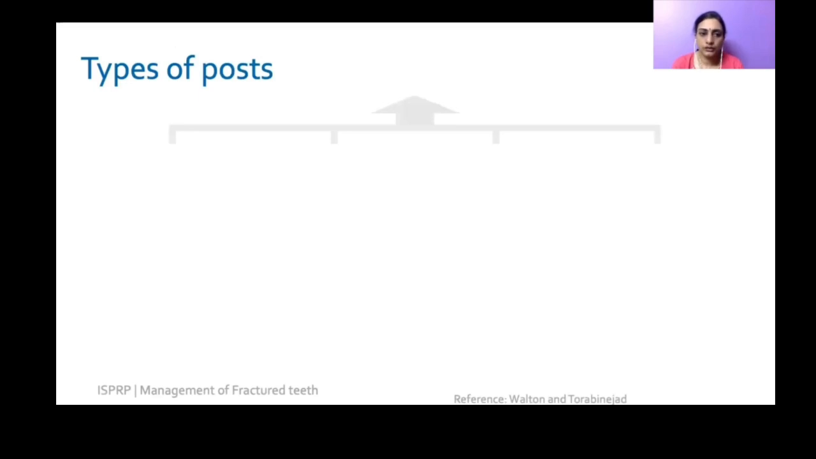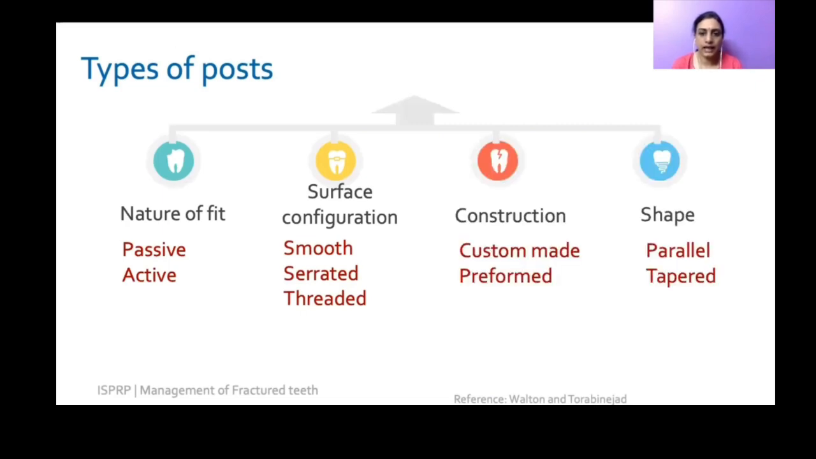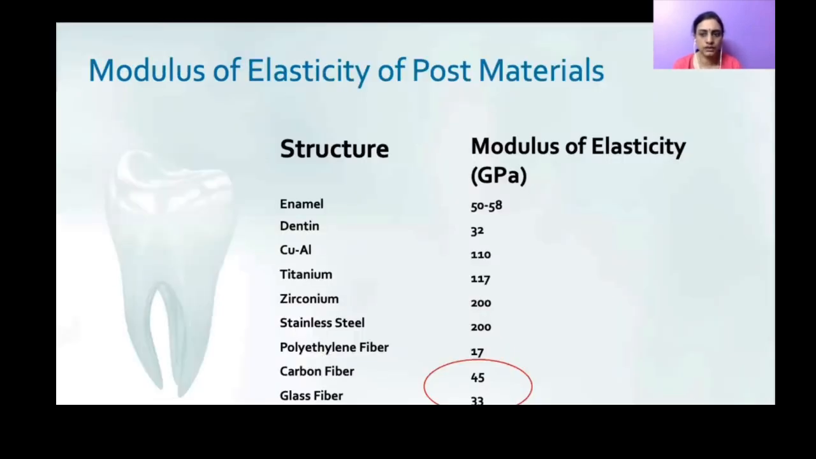There are different classifications of the post. The simplest one is the one given by Walton and Torabinejad. And I'm going to be discussing only the classification of construction, that is custom made and preformed. Now, in preformed post, the most preferred ones and the most popular ones are fiber reinforced post. If you see this table, the reason will be obvious to you.